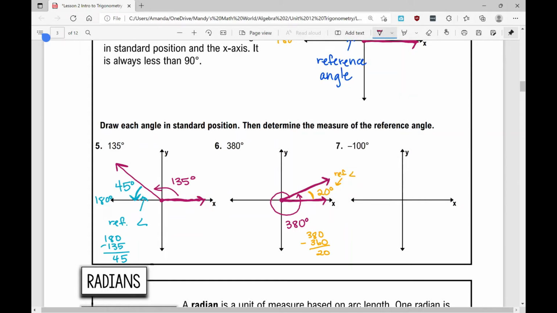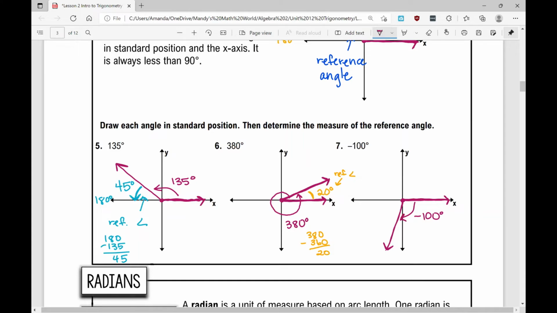Number 7 says negative 100 degrees. Well, in this case, I've got my vertex at the origin. Initial side goes along the x-axis to the right, and now I'm moving clockwise to show negative 100 degrees in standard position. If I go all the way down to the y-axis that splits the third and fourth quadrant, that's negative 90 degrees, and I need to go 10 degrees more, which means my terminal side would lie right here. Right there shows an angle of negative 100 degrees in standard position on the coordinate plane.